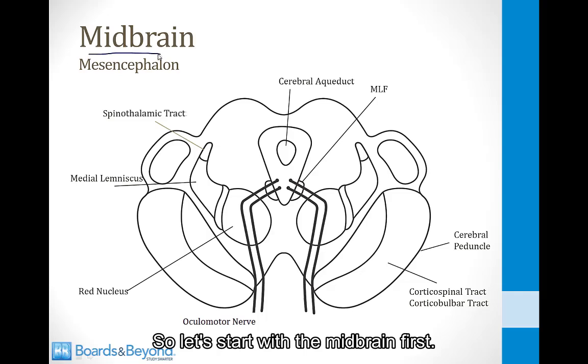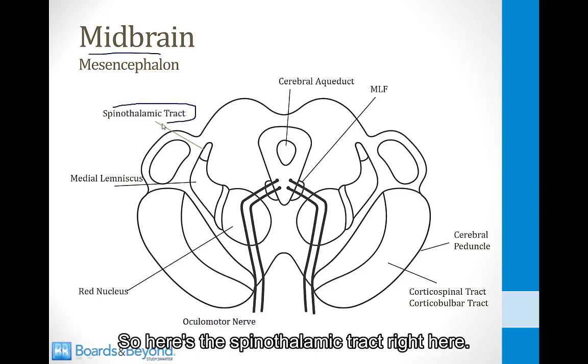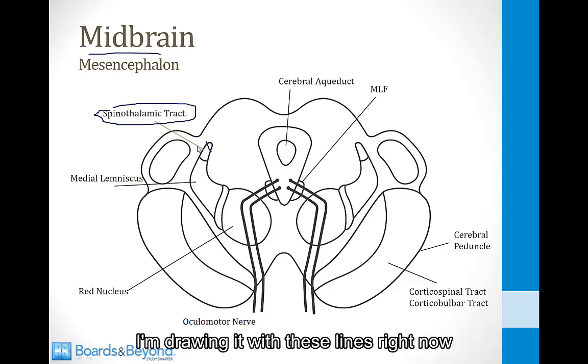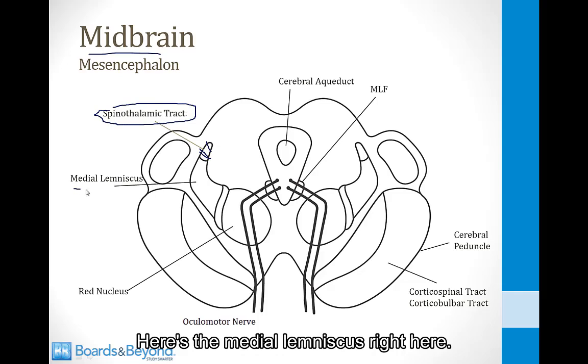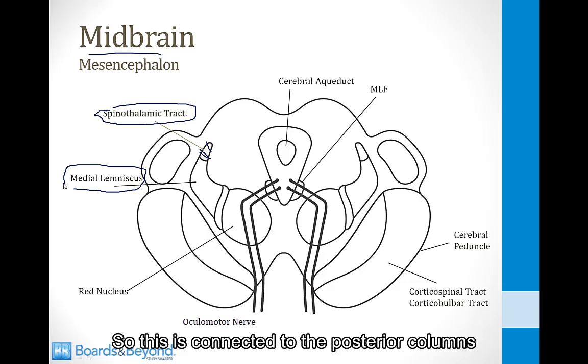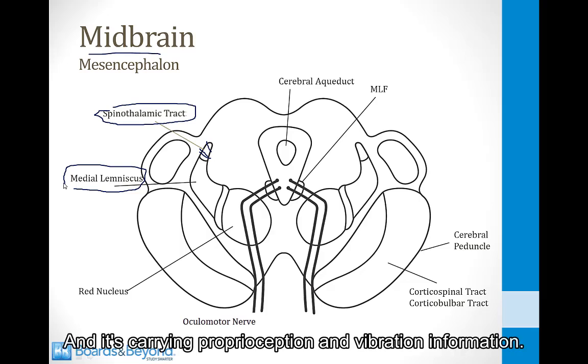So let's start with the midbrain first. Here's the spinothalamic tract right here. I'm drawing it with these lines right now, and that's carrying pain and temperature information. Here's the medial lemniscus right here. This is connected to the posterior columns in the spinal cord, and it's carrying proprioception and vibration information.